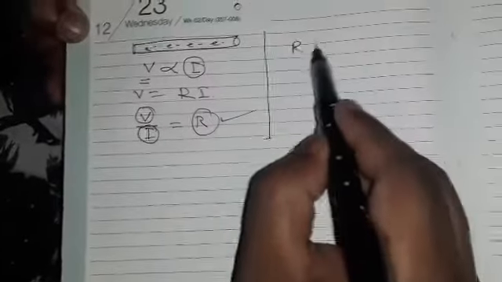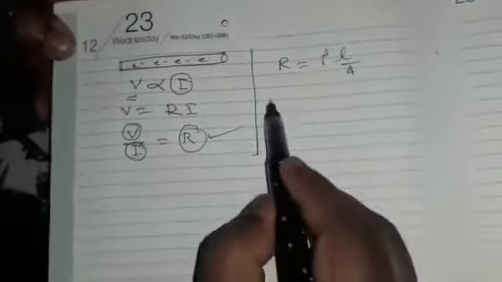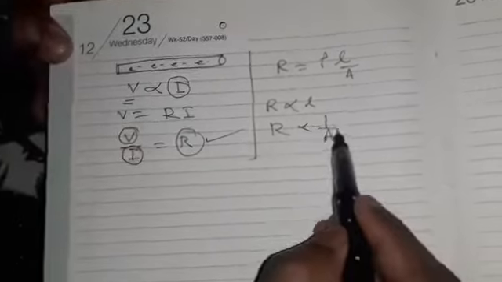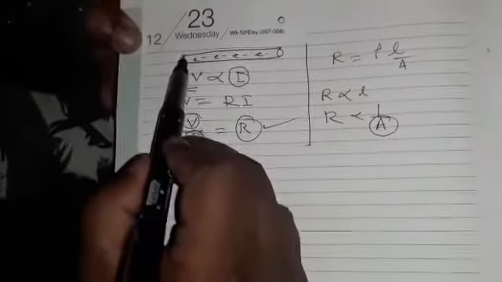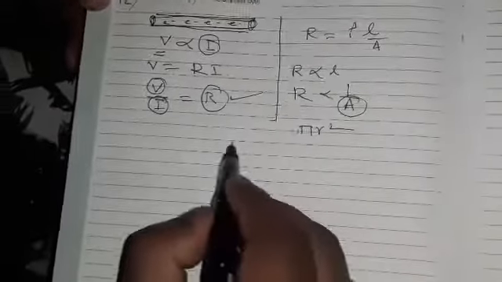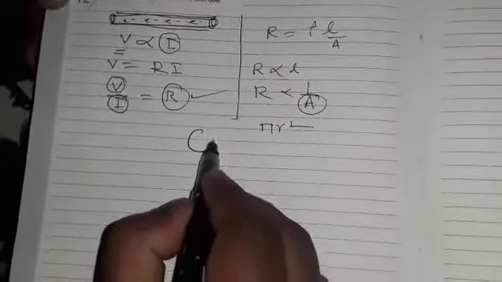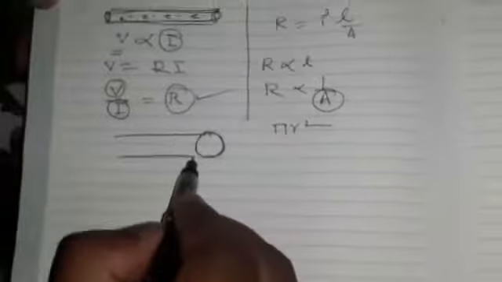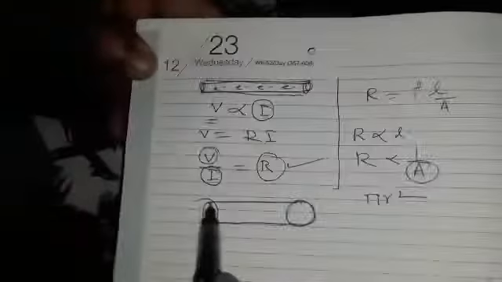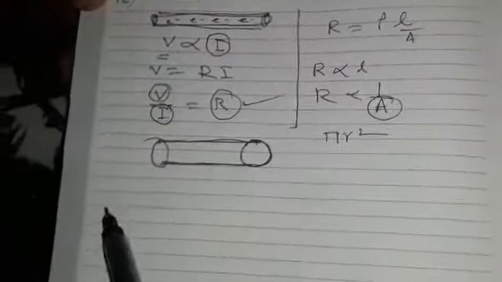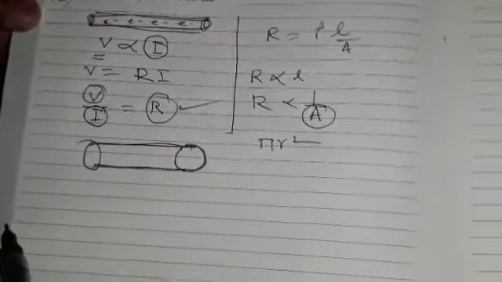So we can write R equals rho L by A. It means R is directly proportional to length and R is inversely proportional to area. This is the cross-sectional area. Say this is a wire which has a cross-sectional area. Sometimes in a book it is given as pi r square, because it is actually the area of this circle. The wire is like a hollow cylinder. This is very important to understand these derivations.